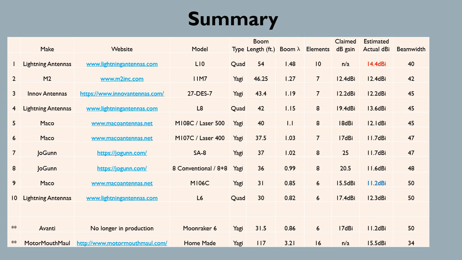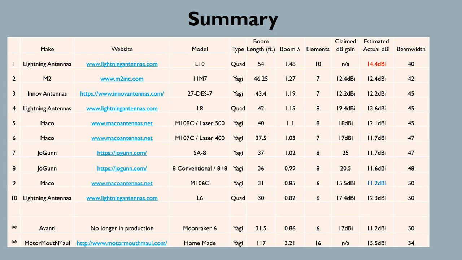A couple other worthwhile mentions you'll see here on the bottom of the chart is the Moonraker 6. Just because it's so popular, or was, it's no longer made, but it's a six element Yagi, and it was 31.5 feet long, so it had around 11.2 dB gain.